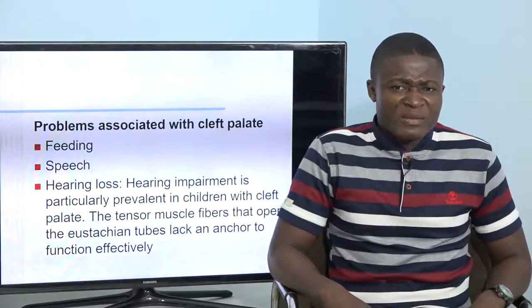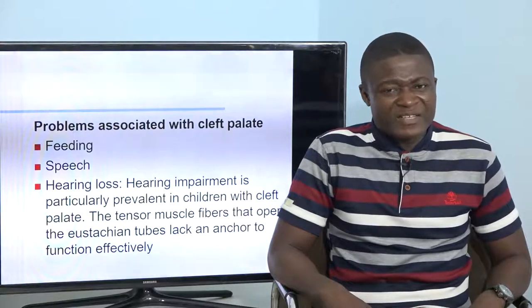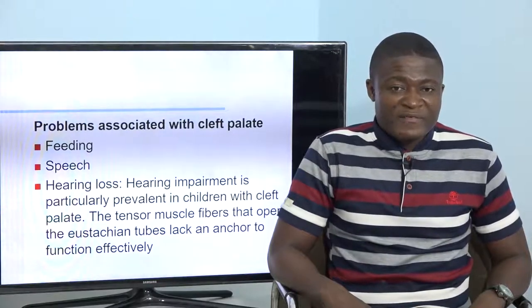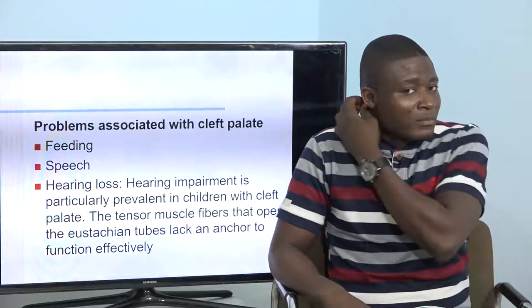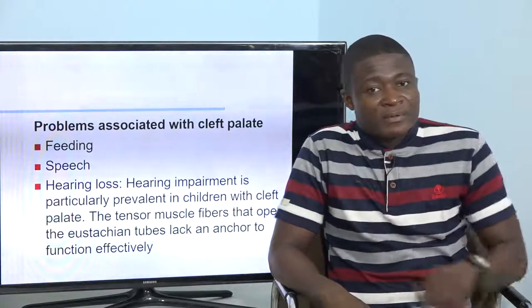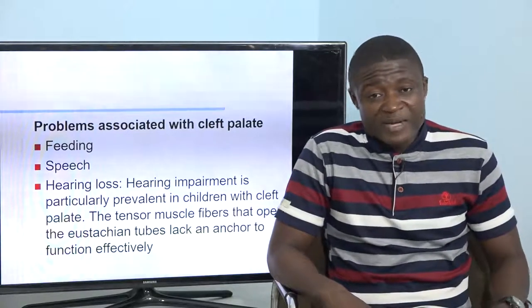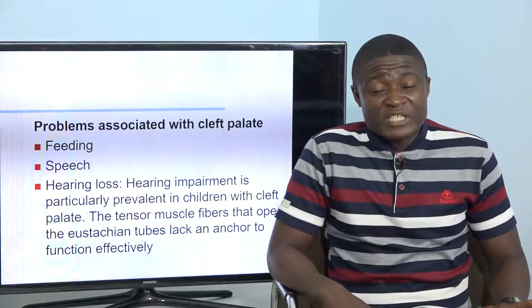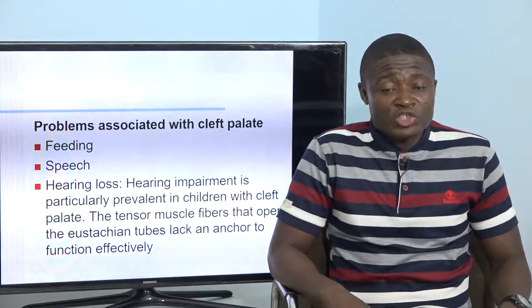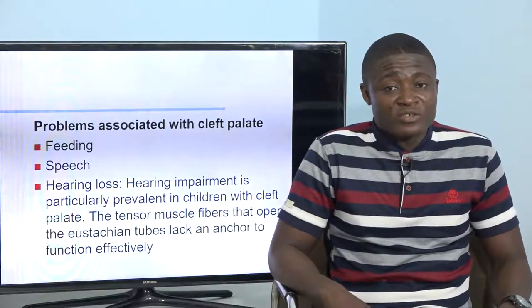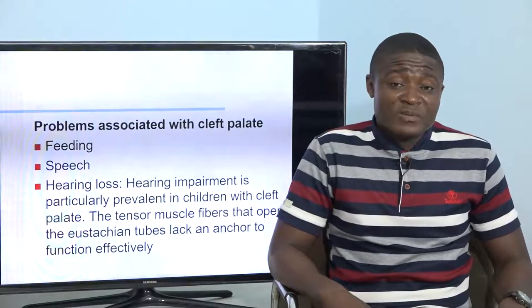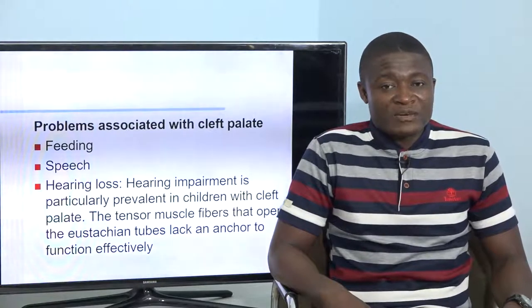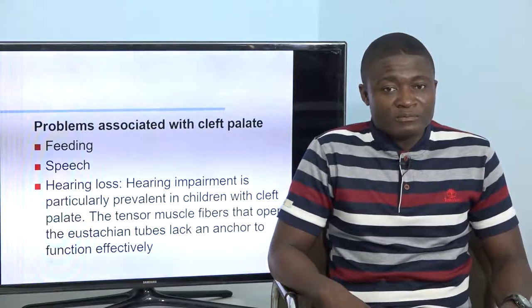What are some problems that are associated with cleft lip and cleft palate? Definitely feeding becomes a problem. Children who have cleft lip have feeding problems. You can imagine, look at the pictures you saw. How will this child be able to feed normally? They also develop speech problems. They are not able to talk properly.